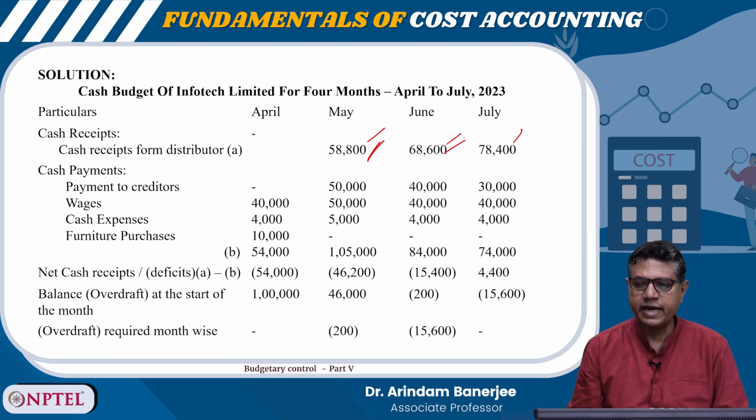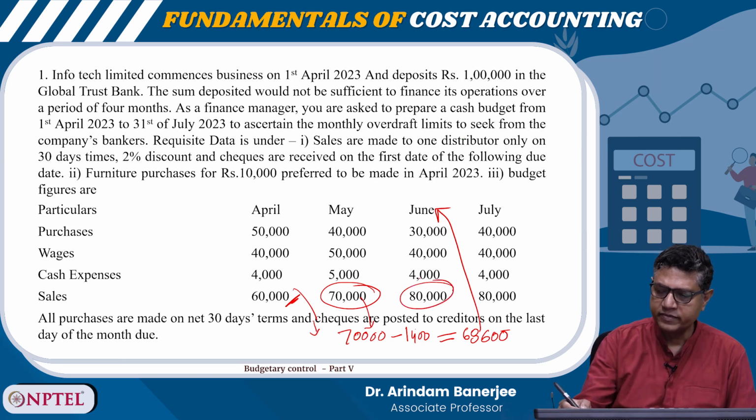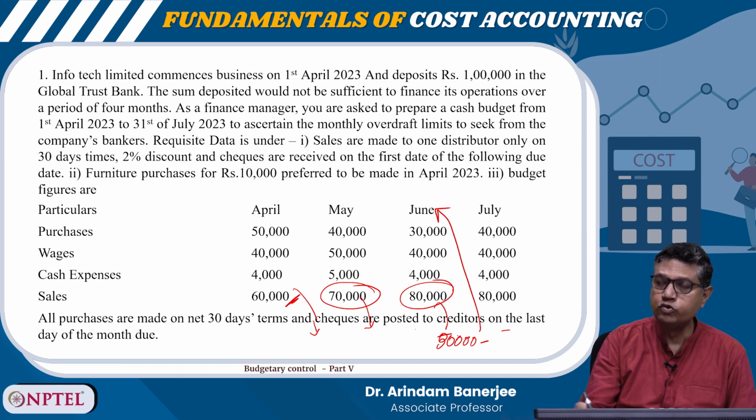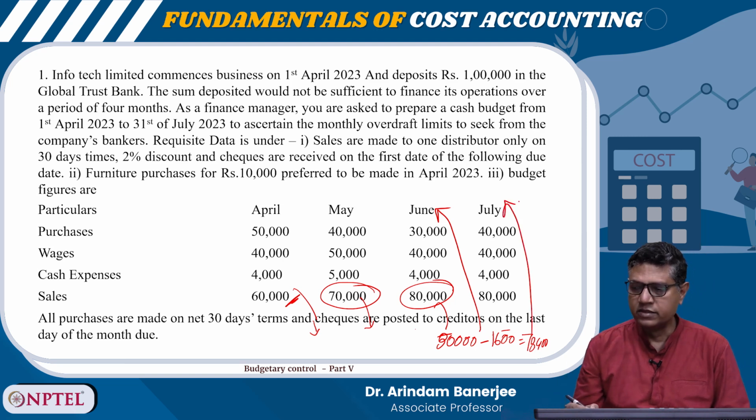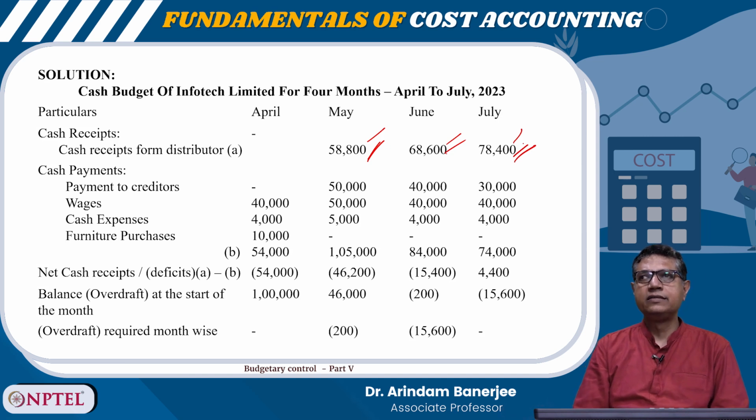So, here you see 68,600, and here it is 80,000. So, 80,000 minus 2% of 80,000, which is 1,600, comes to 78,400, which is supposed to be received in the month of July. So, 78,400 is received here, right? So these are the cash receipts in the months of May, June and July from sales.